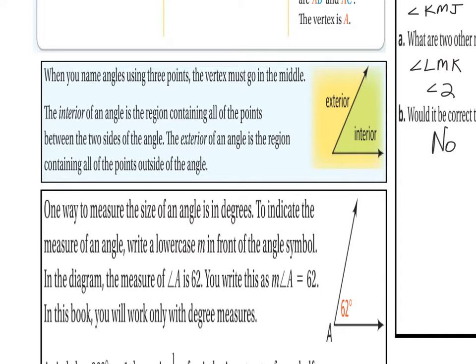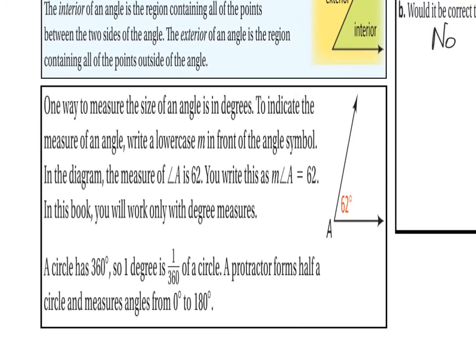So one way to measure the size of an angle is in degrees. To indicate the measure of an angle, you write a lowercase m in front of the angle symbol. In the diagram, it says the measure of angle A is 62 degrees, as you can well see in this picture. We can write that very easily. We don't have to write out the word measure every time. So we will only be working with degrees.